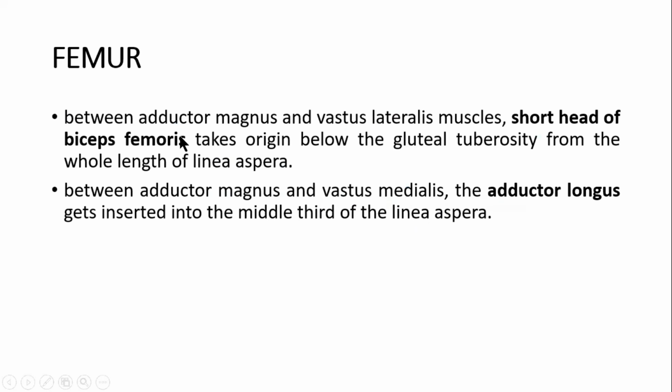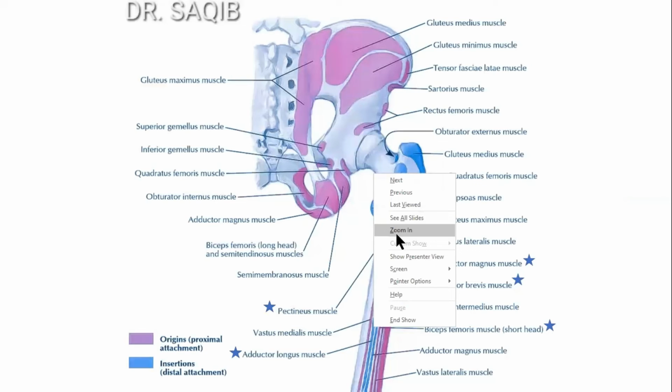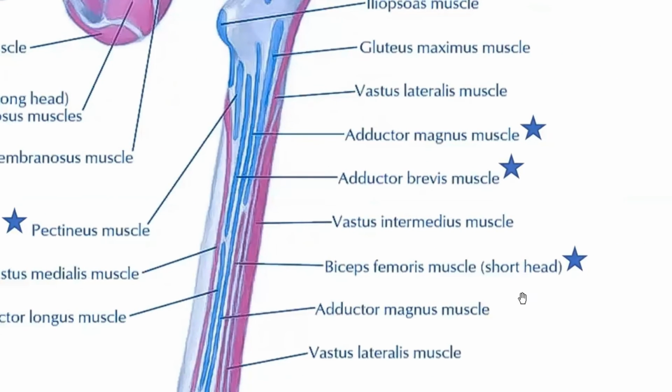Femur. Between adductor magnus and vastus lateralis muscles, the short head of biceps femoris takes origin below the gluteal tuberosity from the whole length of the linea aspera. Short head of the biceps femoris. Let me show you. Yeah, this is the biceps femoris muscle, short head. Let me enlarge for you. This is the biceps femoris, short head.